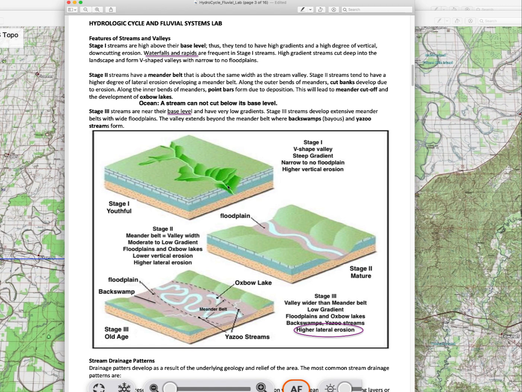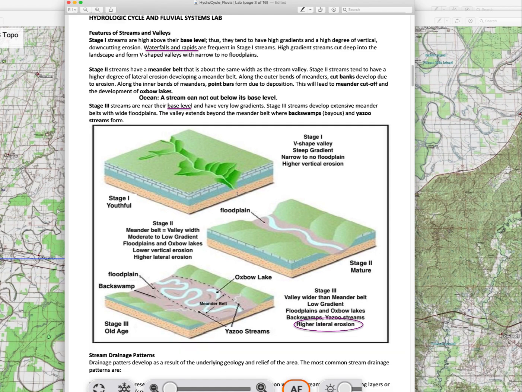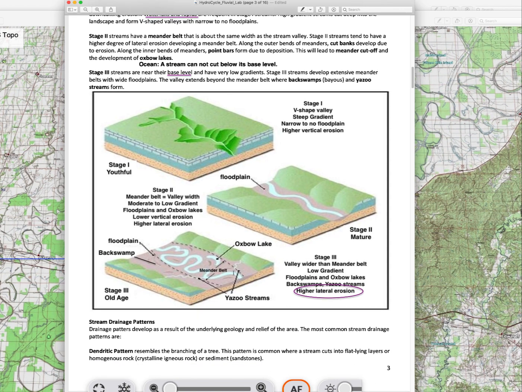So what happens with these stage 1 streams, there's a higher component of vertical erosion, right? Higher degree of vertical erosion because they're cutting into their channel. But as you get to the later stage streams, for example stage 3, you're going to have higher lateral erosion, because these streams are already close to their base level. And so instead of cutting into their channel, they're going to be cutting side to side. So these streams end up being these meandering, sinuous streams, because now there's a higher degree of lateral erosion. So this is a little bit of background material on that.